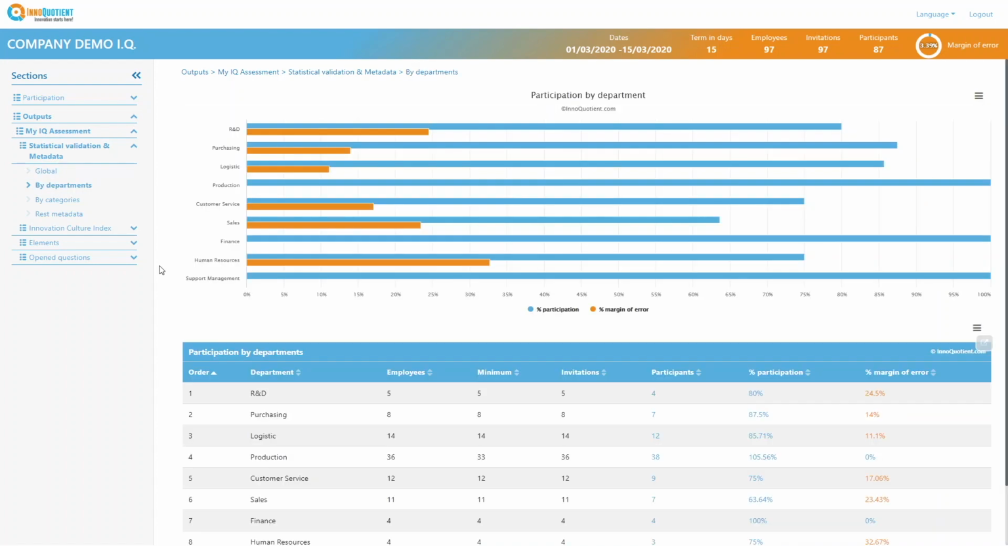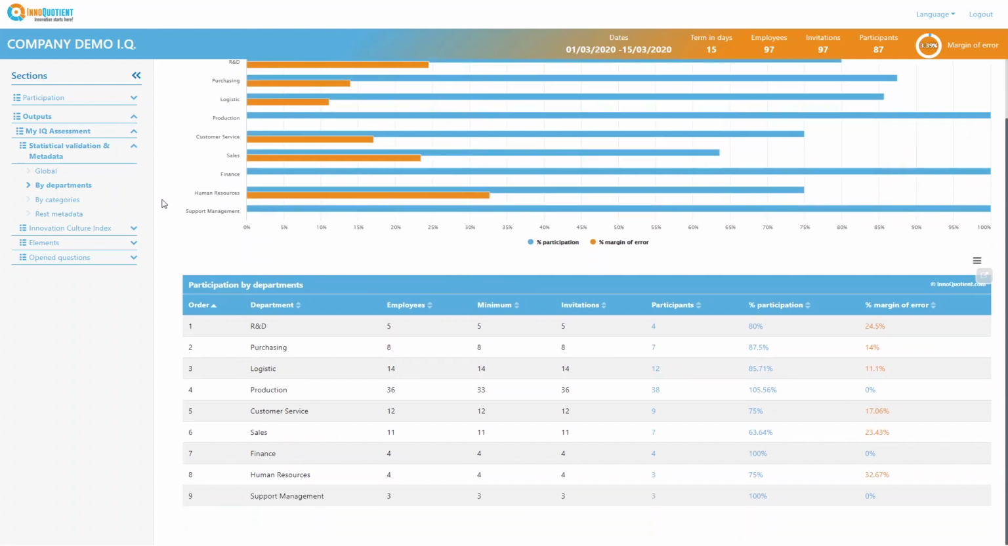By departments, it shows us the percentage of participation and the margin of error obtained for each department. The larger the participation, the lower the margin of error. We can display this information in a chart and in a table too. Keep in mind that you can download both charts and tables.